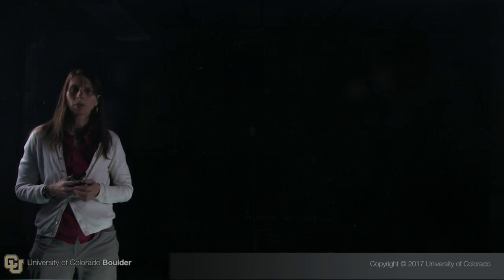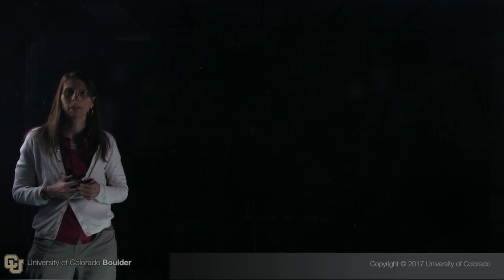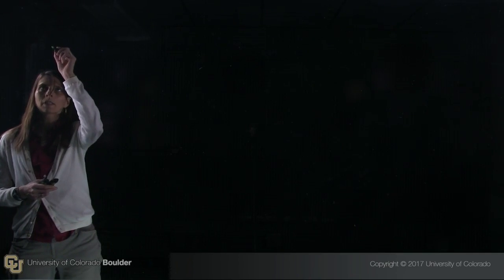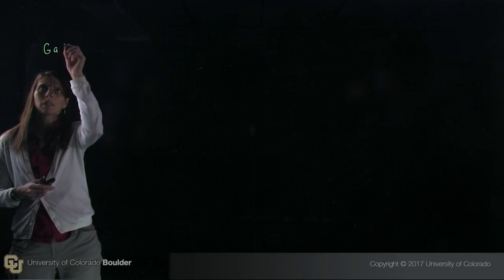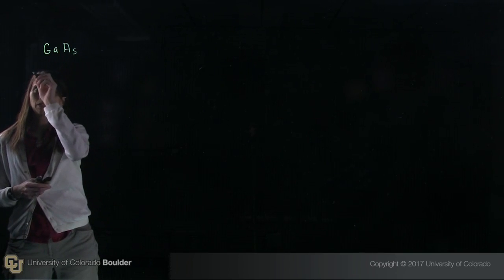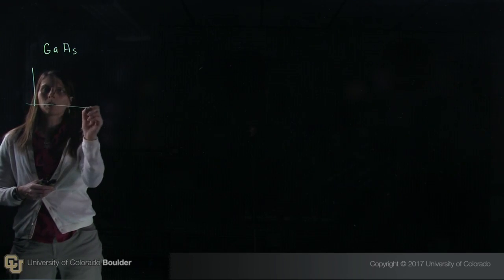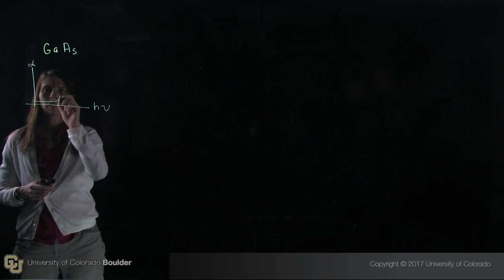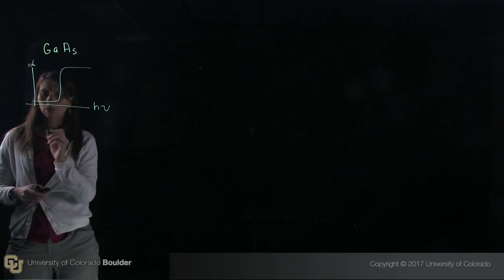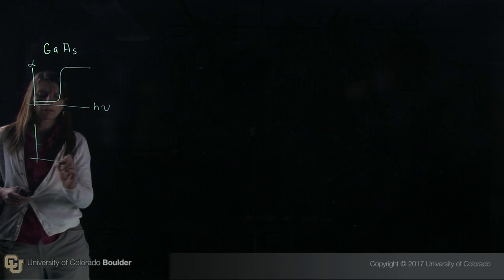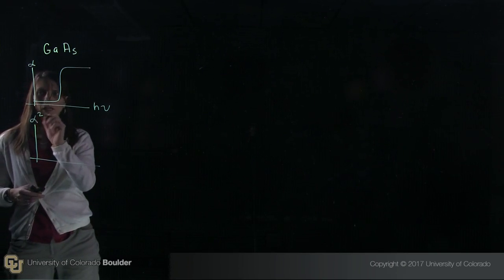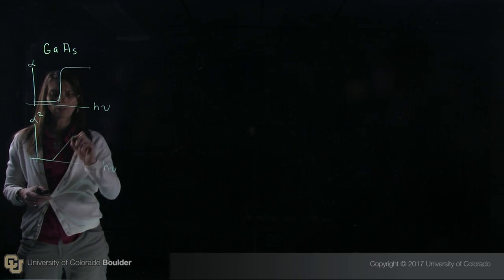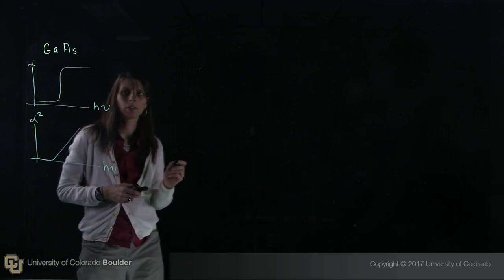I'd like to tell you more about direct and indirect bandgap semiconductors, specifically focusing on their absorption characteristics. So let's take, for an example, gallium arsenide. It's a direct bandgap semiconductor. And so if I plot the absorption coefficient versus h nu, the photon energy, I'll get something like this, where you can see a very sharp transition. A more illuminating way to plot this is essentially to plot the square of the absorption coefficient versus h nu. And what you see is a linear characteristic.